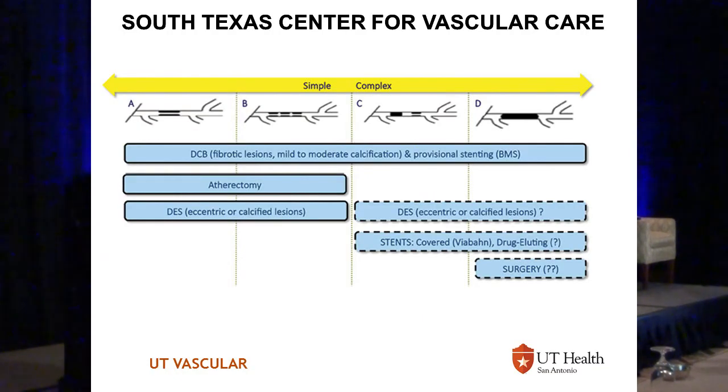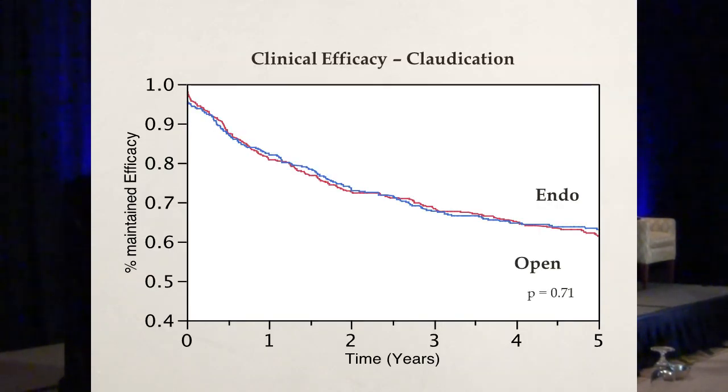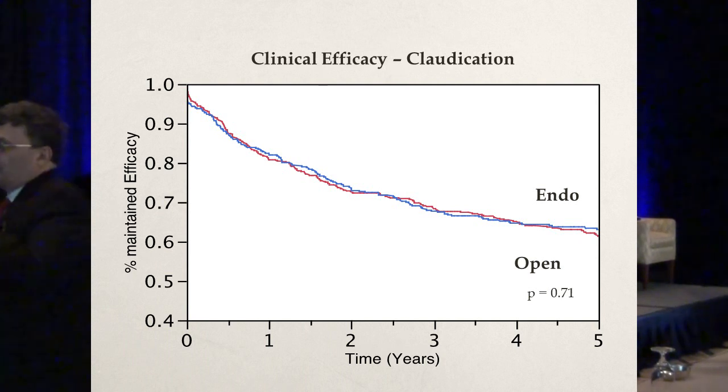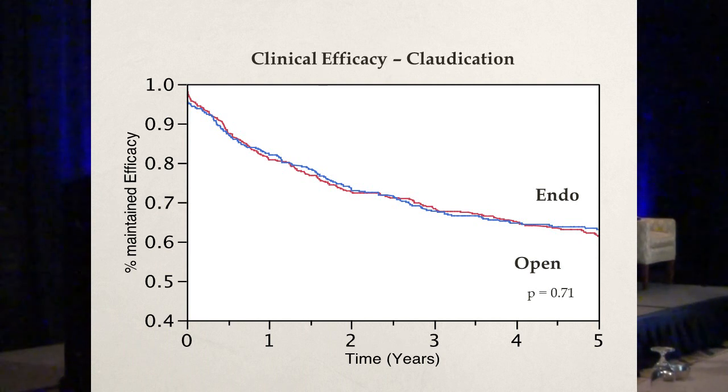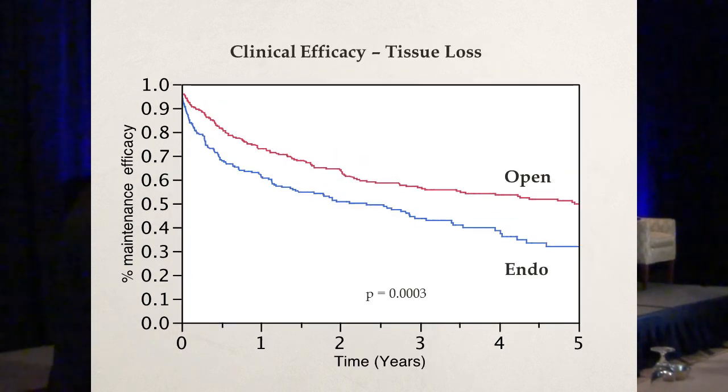Many people have advocated a set of algorithms for your tasking, from drug-eluting balloons to atherectomy, to drug-eluting stents, to regular stents, to even this thing called surgery. But the first thing to look at is the patient. And for claudicants, you will get a good result irrespective of what you use, provided you have the competence. For rest pain, open will generally be better, provided you don't kill the patient, as will tissue use.